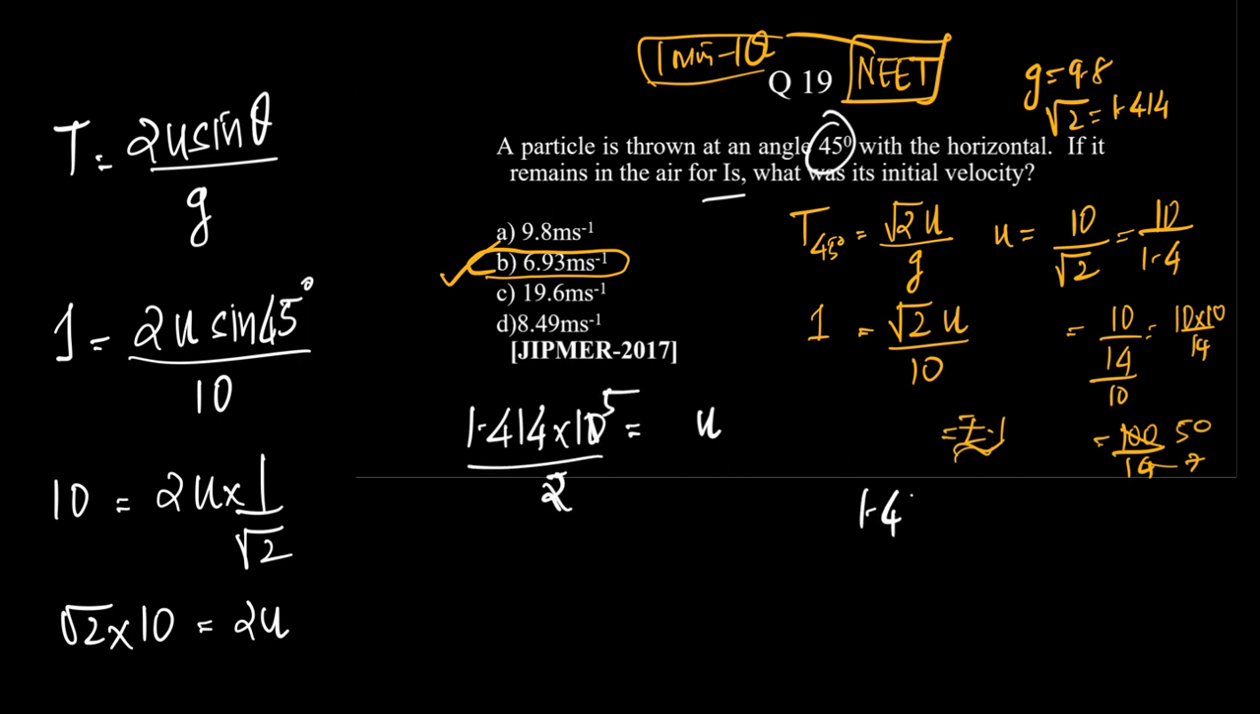So if you multiply 1.414 into 5, 5 4s are 20, 5 1s are 5 plus 2, somewhere around 7.070. So 6.9 can be approximated as 7. I don't want to do the calculation with 9.5. That will be an unnecessary waste of time here. So let's not do that. Okay, moving on to the next question.